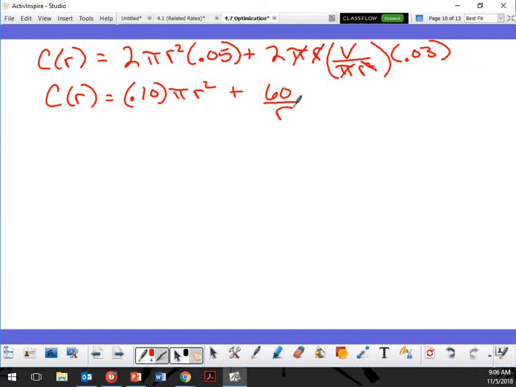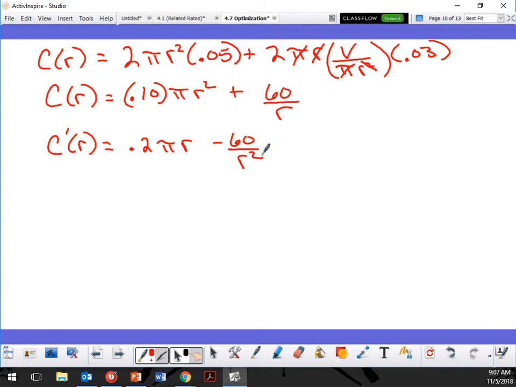Okay, so now since we're trying to find this for r, figuring out what that's going to be, let's go through and take the derivative. So that would be C prime of r. C prime of r would be 2 pi r, minus 60 over r squared.